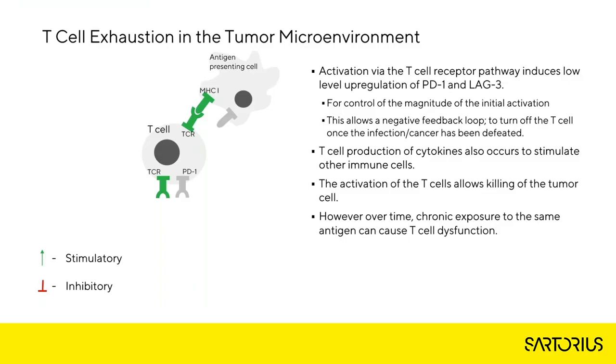T cells within the tumour microenvironment interact with antigen-presenting cells, or APCs, which present the cells with a foreign antigen. This stimulates the T cells to activate via the T cell receptor pathway and/or CD3. Activation of T cells induces low-level upregulation of the PD-1 and LAG-3 markers to both control the magnitude of the initial activation and also to act as a negative feedback loop. Upon activation, the T cells produce a number of cytokines and chemokines to stimulate other immune cell types to respond. The activated T cells also act by killing the cancerous cells.